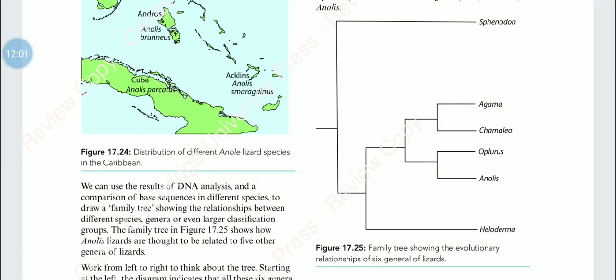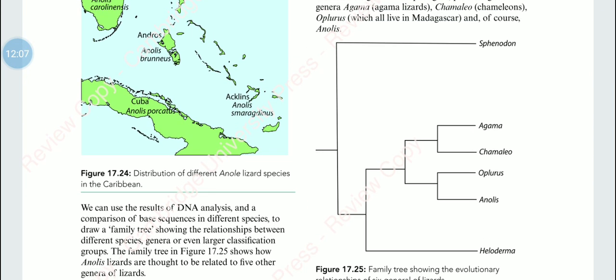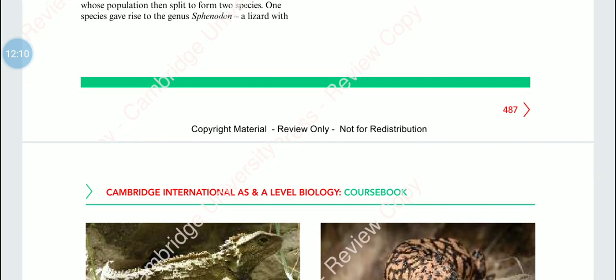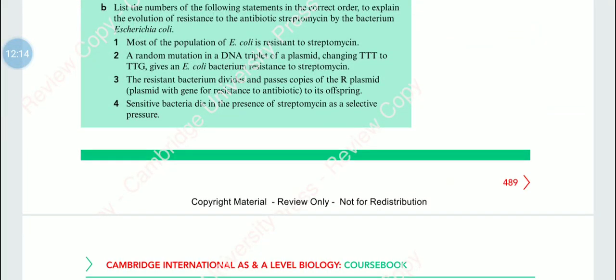Even if you draw this figure 17.25 to make it more familiar, that would be good. Please draw that, and please go through the entire lesson. If you have any questions, please ask. If you don't have any questions, please do the end of chapter questions.